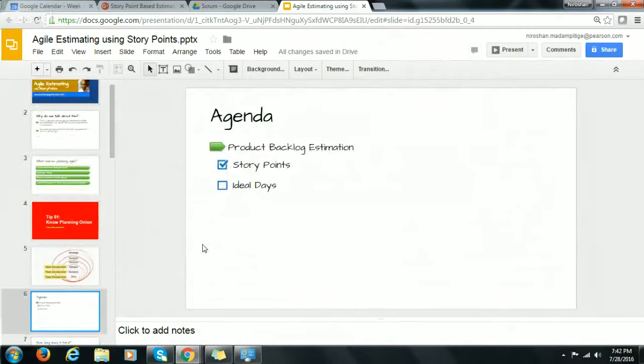The next slide talks about product backlog estimation. Now, this is the core area that we are going to talk about today. The slide talks about two different ways of doing product backlog estimation. Now, what is a product backlog? A product backlog is a set of user stories arranged or prepared in order to capture the requirements of a given product.